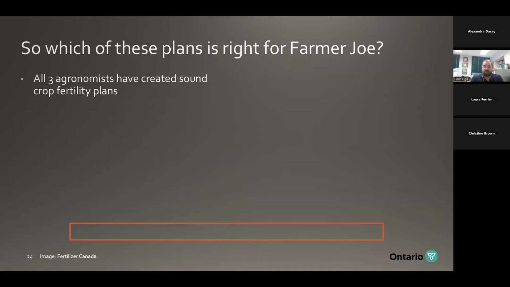So which of these plans is right for Farmer Joe? So all three agronomists, they've all done a good job. They've looked at the different approach that they're using and recommending for Farmer Joe.